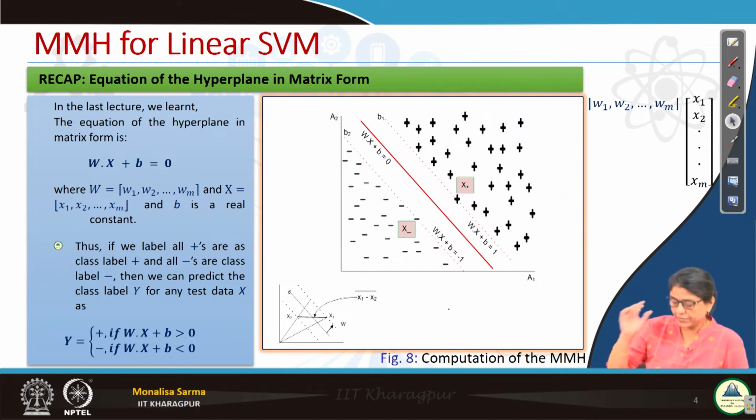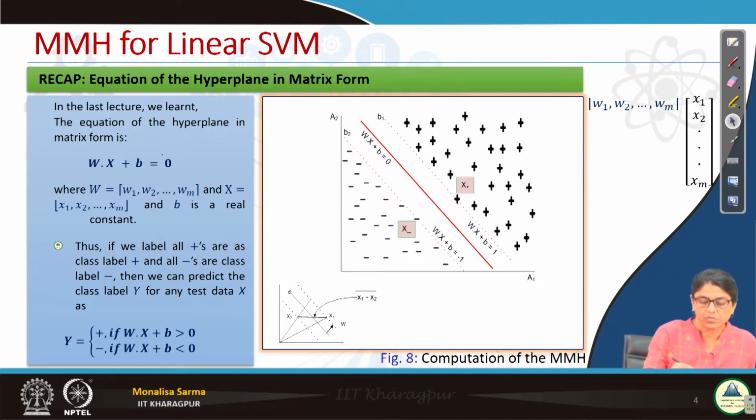In the last lecture we have already learned that the equation of the hyperplane in matrix form is Wx plus b is equal to 0. This we have already seen, isn't it? What is W? W is equal to W1, W2 and so on, depending on how many features X has. Accordingly we have the different coefficients W1 to Wm. If X has m features, then X is equal to X1 to Xm, and b is a real constant. We have seen that, isn't it?